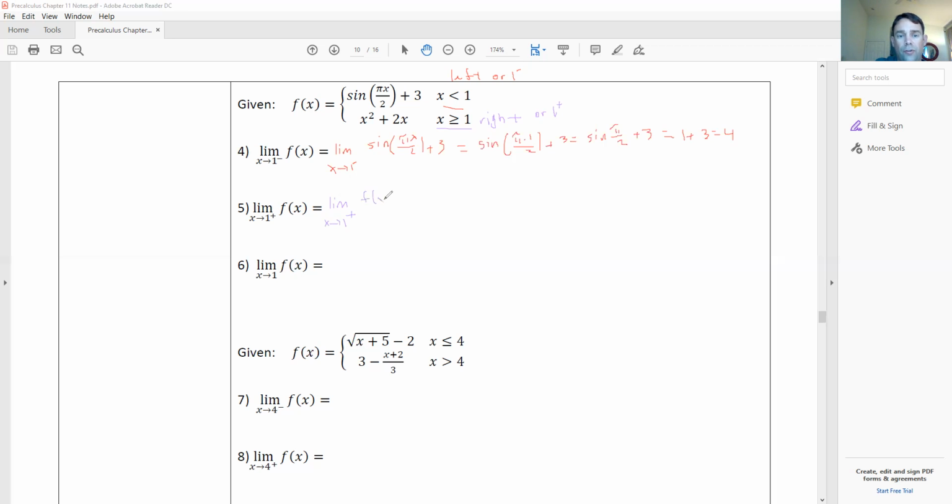notice I'm not asking you which one, I'm not asking you for the function value. I'm asking you only for the limit. So which one does it get really close to? So as we approach from the positive side, and that would be the greater side, we plug it in there. Again, notice I'm not plugging the plus in with the 1. It's just 1.